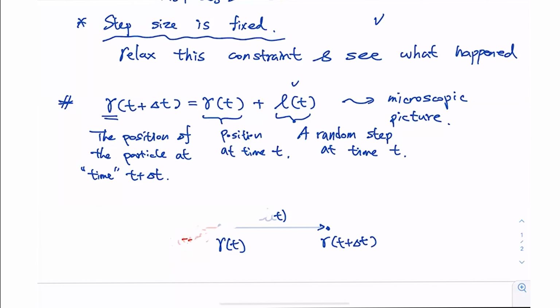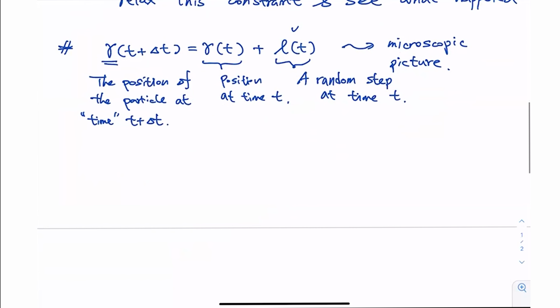And for our purpose, you can also think of it in terms of discrete values. For example, R_n equals R_(n-1) plus a random value L_(n-1). So that's roughly what you get if you discretize this expression. Okay, so that's basically the setting. Are there any questions so far? Yes, please.